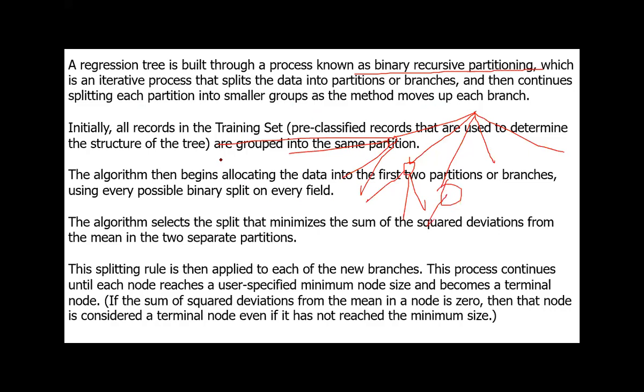A regression tree is built through a process known as binary recursive partitioning, which is an iterative process that splits data into partitions or branches and then continues splitting each partition into smaller groups. Initially, all records in the training set are grouped into the same partition.